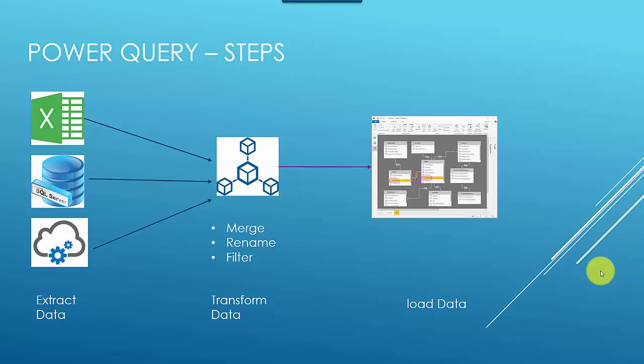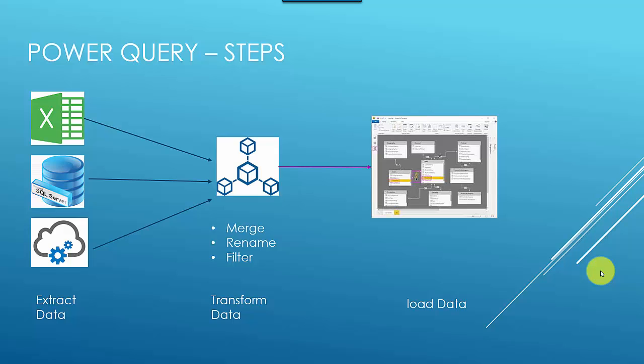Hey everyone, in this video we will talk about the ETL steps in Power Query. So on the extreme left we've got Excel, which could be a data source. We've got SQL Server, and then we've got cloud services, could be AWS or could be Azure. And then you get the data and then you merge the data. You could rename columns and you could filter out some of the columns. So that would be a transform step.